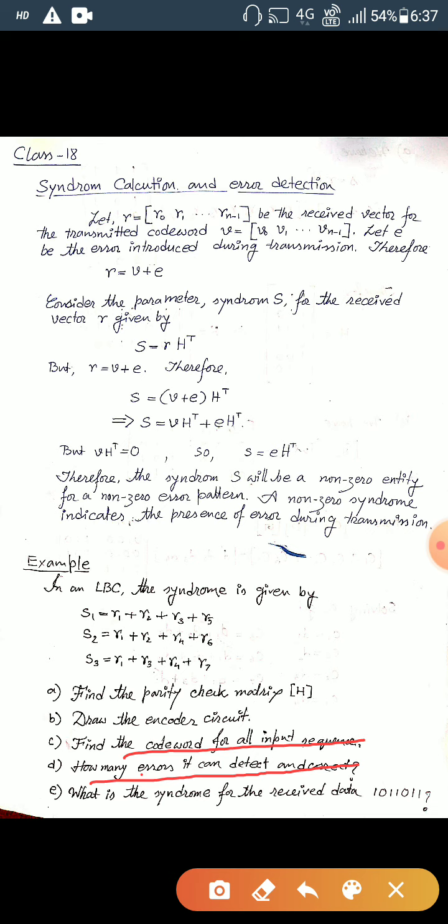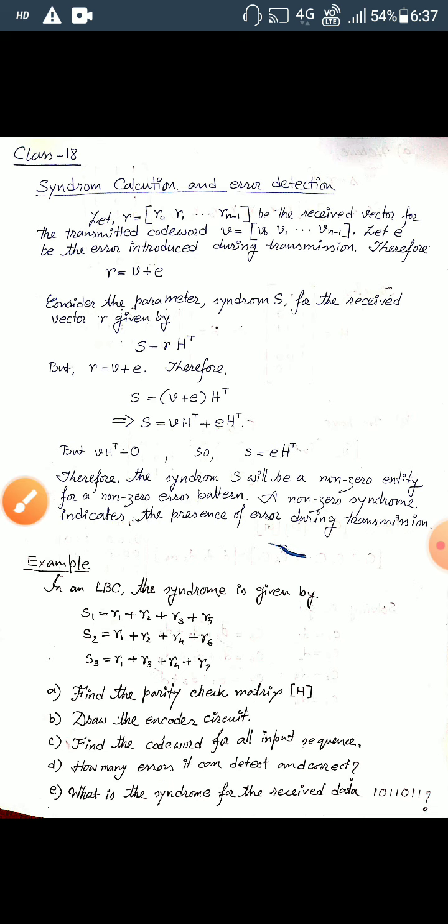So the detection will be a maximum of 2, because d min is 3, and error correction is (d min minus 1) by 2. That means (3 minus 1) by 2 will be equal to 1. So it can correct a single-bit error.